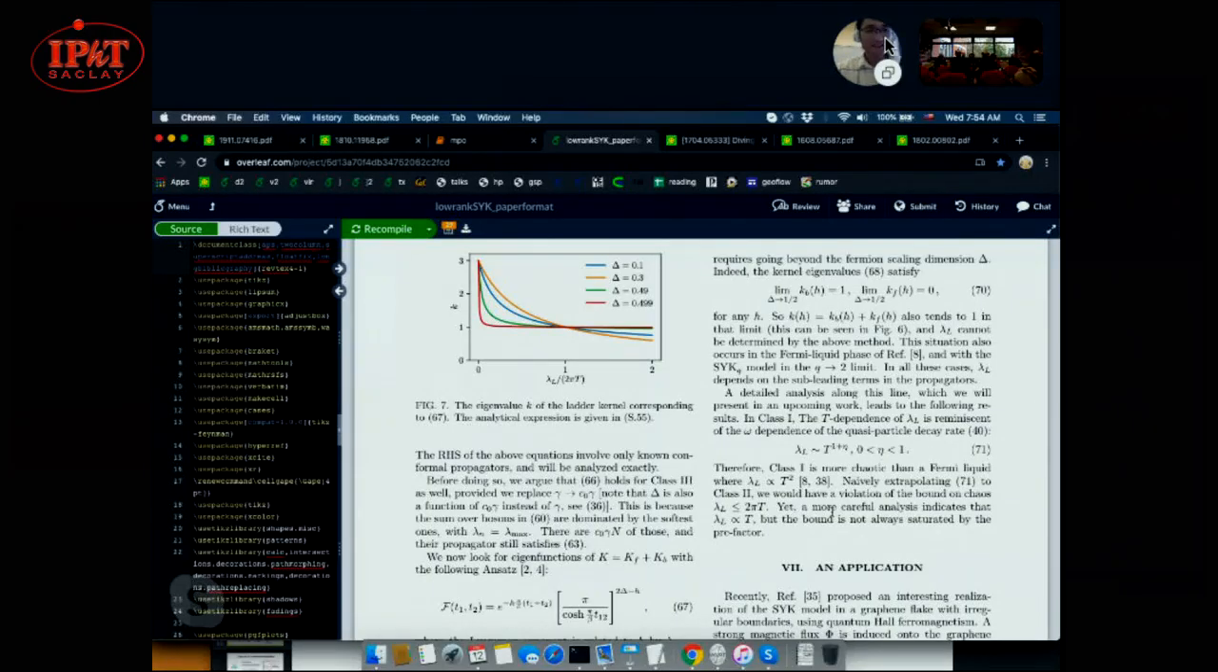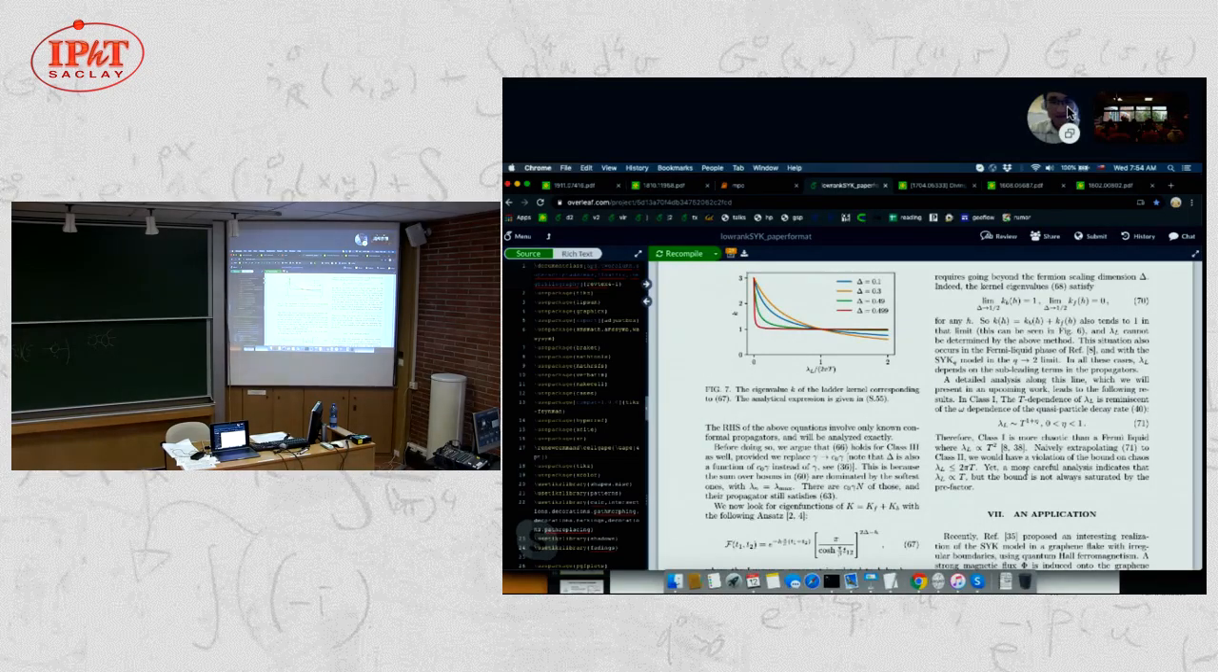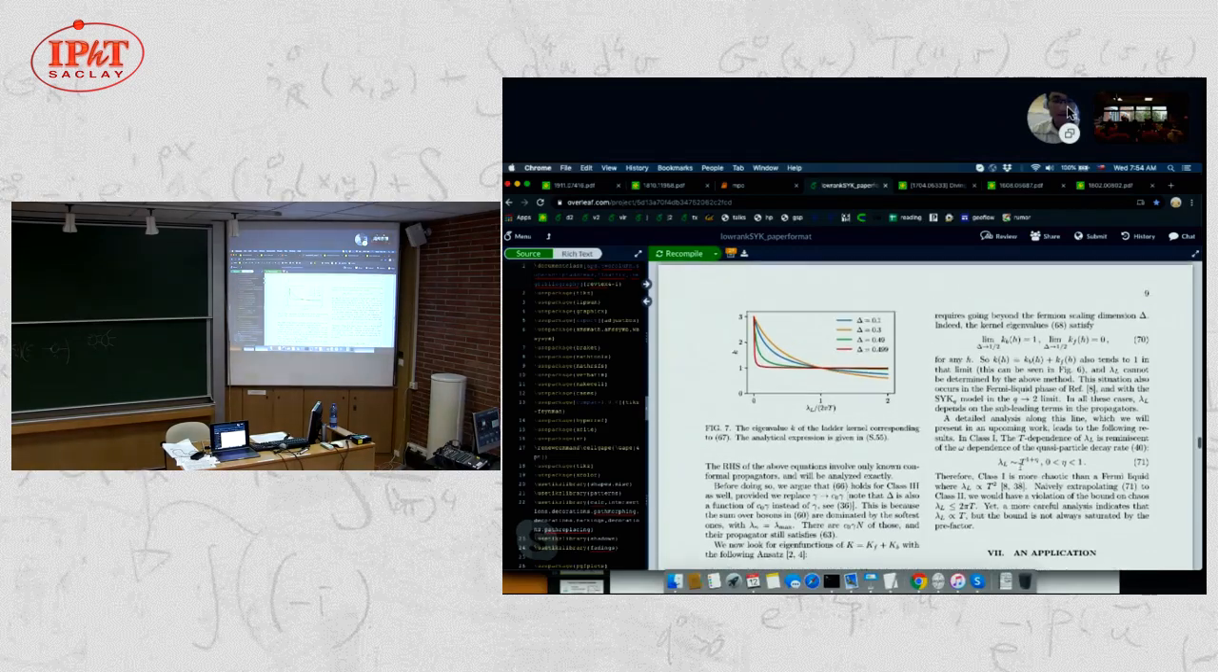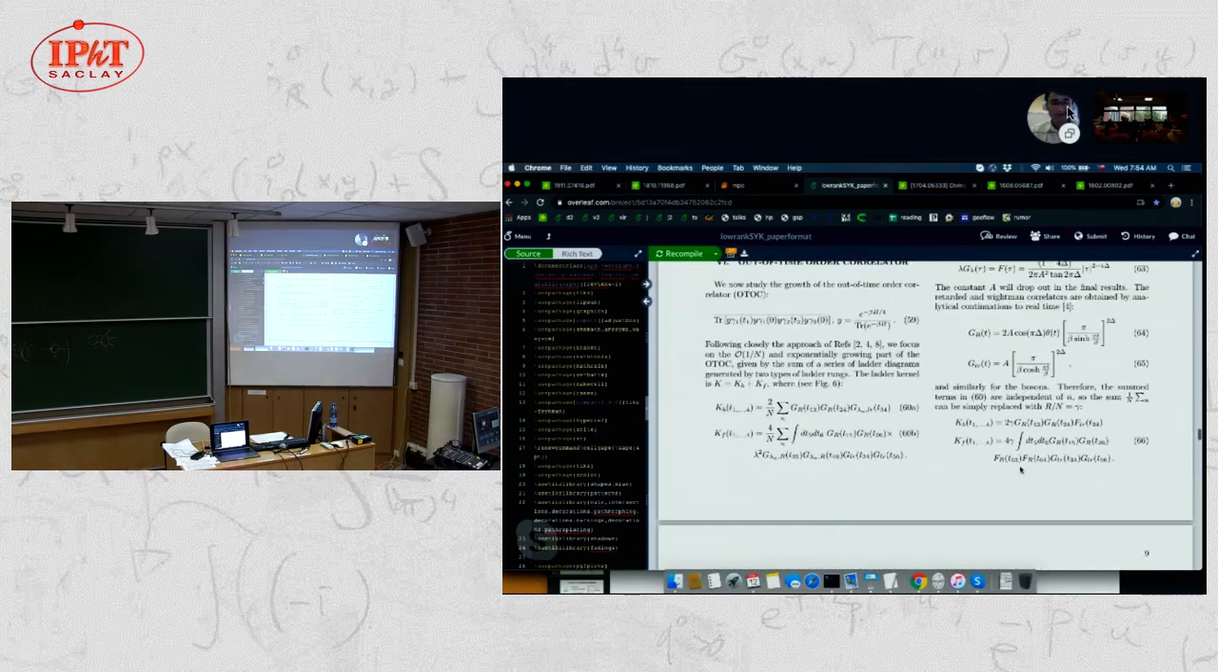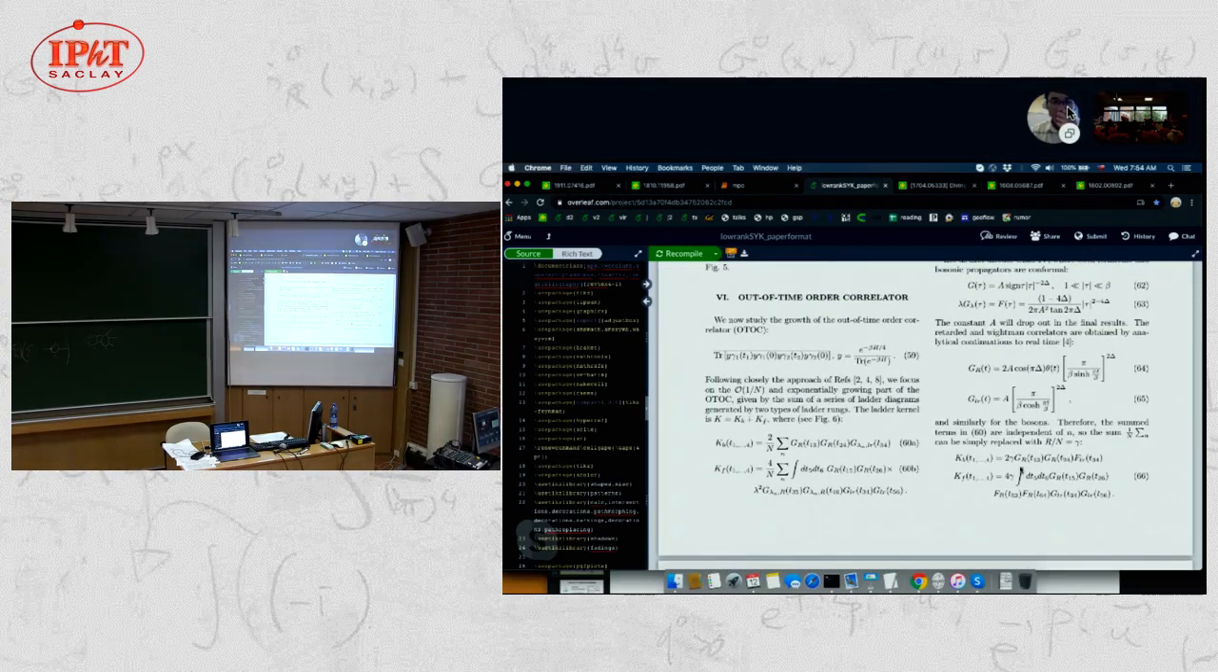Sorry, related question. Is it clear? So you're saying that for this low rank, you can compute the OTOC in the same way as for the SYK, namely just the ladder? Yeah. Because it's still a large N. Yes. Still a large N. Yes.